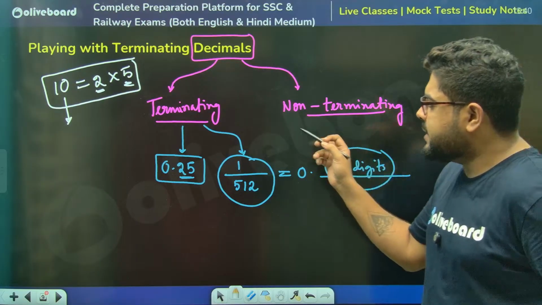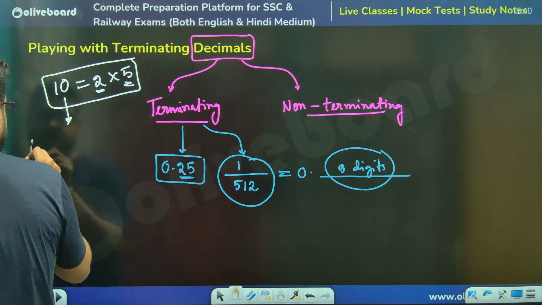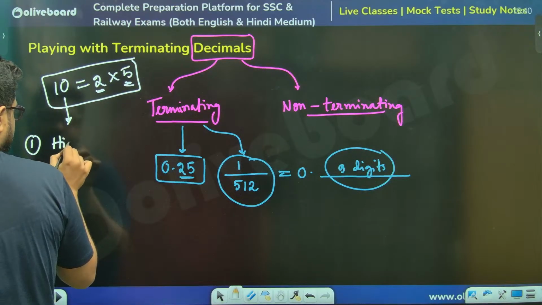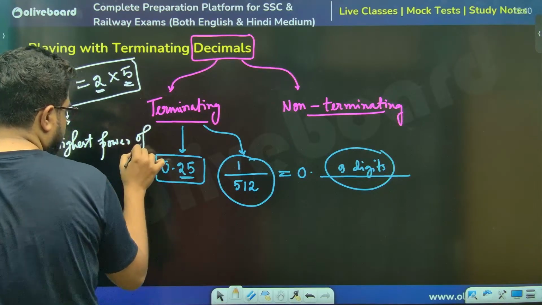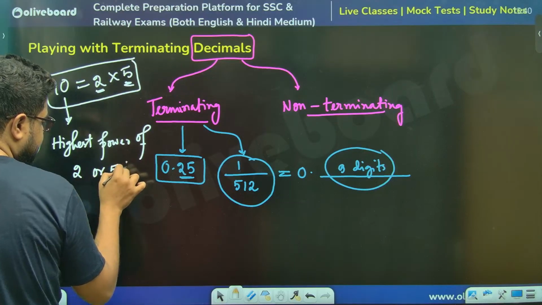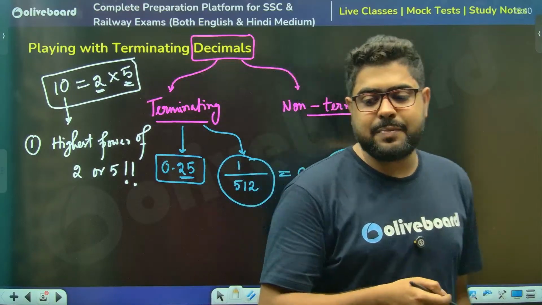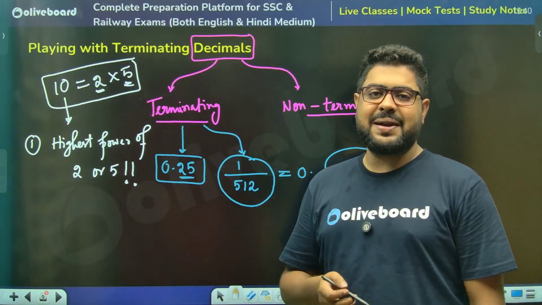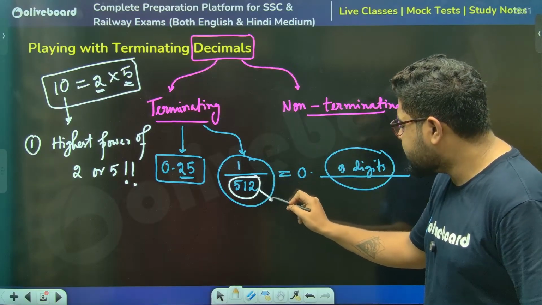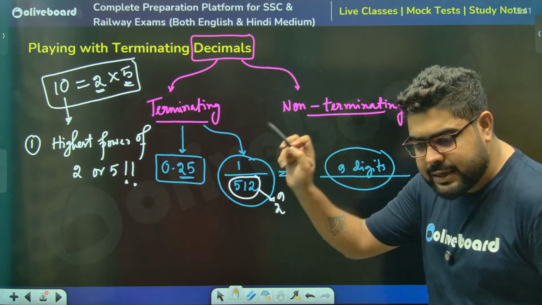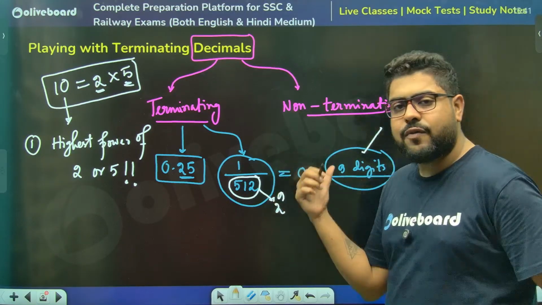Now please understand, the number of decimals depends on only two things: the highest power of 2 or 5. If it is 10, that is best and we don't have any problem. But we will not get 10, they will give you 2 or 5. Here, 512 stands for 2 to the power 9. That is the reason I am saying there will be 9 digits after the decimal sign.